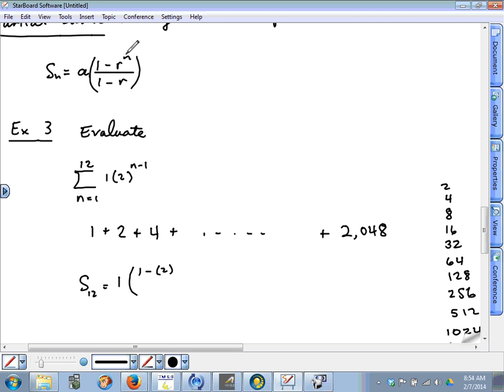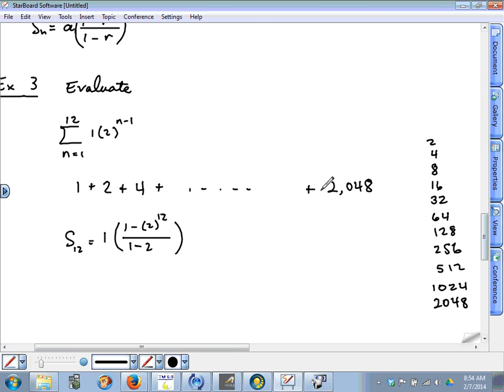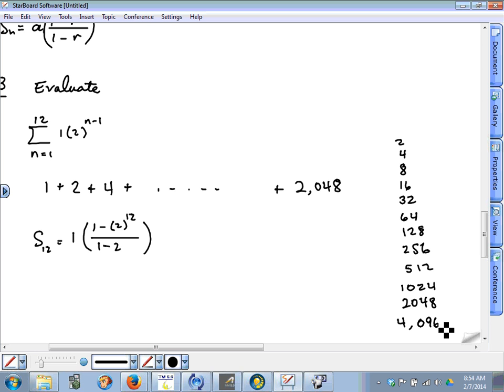To the power of n. And now n is the number of terms we're adding, so it's going to be what power? To the 12th power, divided by 1 minus 2. Now what's 2 to the 12th? We know that 2 to the 11th is 2048, so 2 to the 12th would be 4096. So this is 1 times the ratio 1 minus 4096, all over 1 minus 2, which is negative 1. 1 minus 4096 is negative 4095, but then you divide that by negative 1. So the sum of those 12 terms would be 4095. So much quicker to use the formula, as long as you can remember the formula.